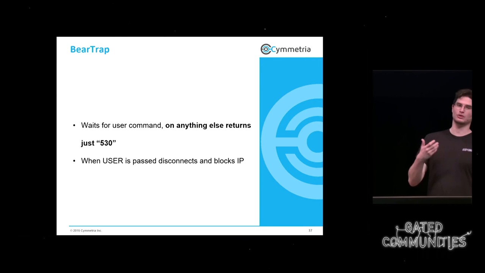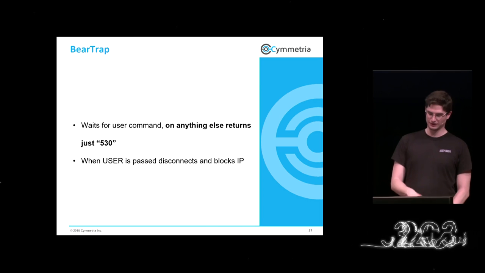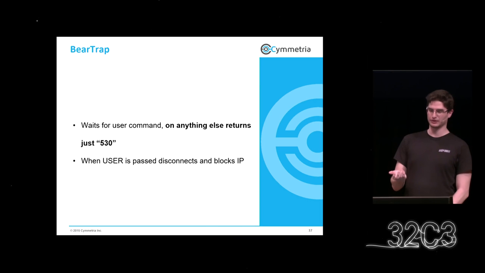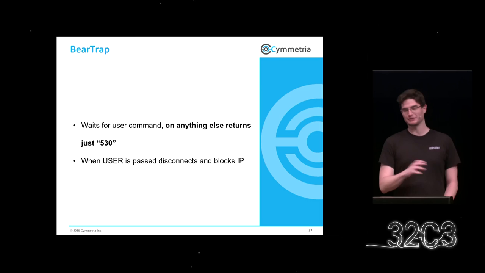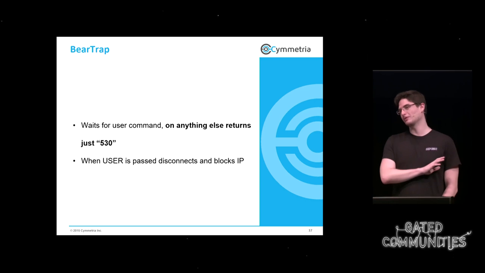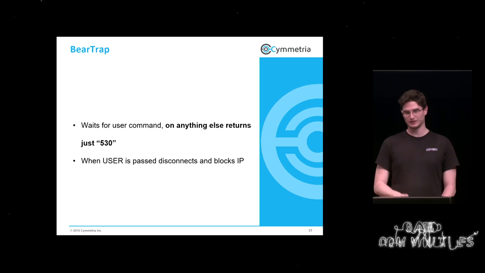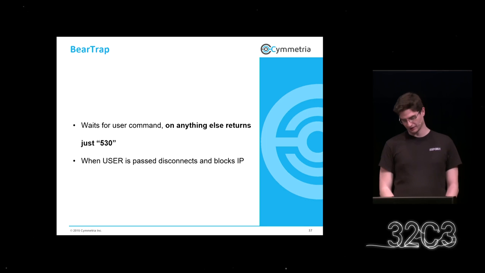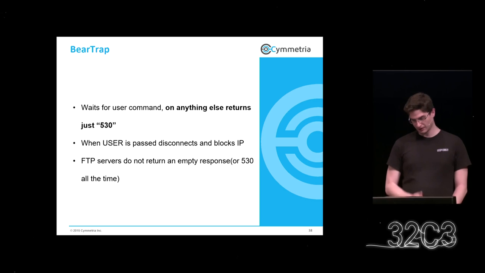So another thing we found that isn't configurable and ultimately detects Bear Trap is that anything you give as an FTP protocol command just returns 530, okay? This makes no sense in the definition of the protocol. So no other service in the world should be acting this way, and this is a clear-cut way of detecting Bear Trap, right?